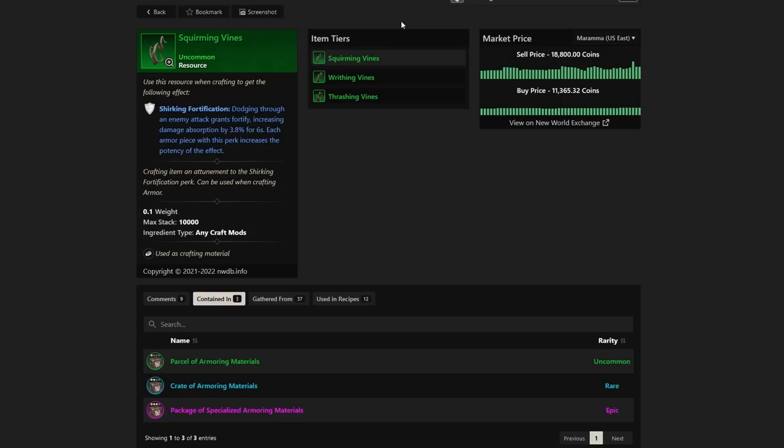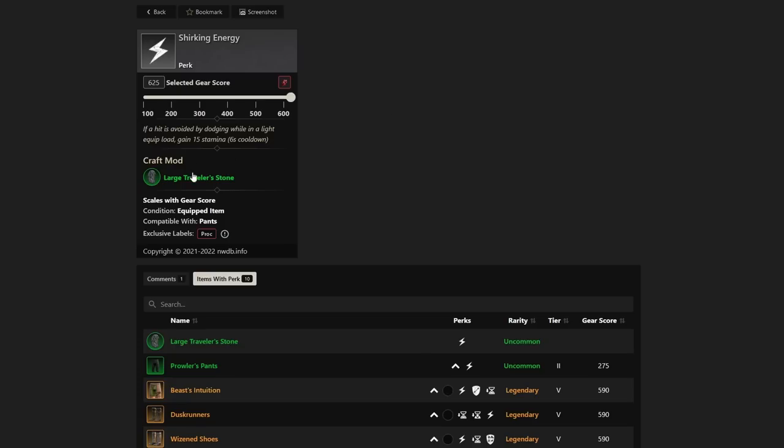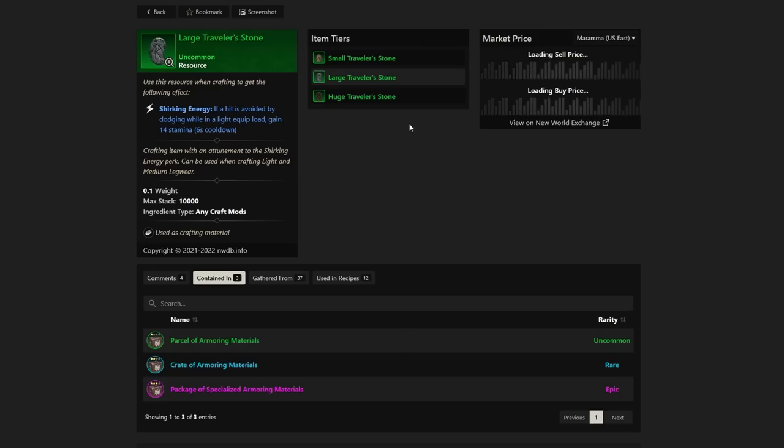Okay, so now we talked about some of them: Shirking Fort, Freedom, and Greatswords. What else is there that could be worth quite a bit? Well, you guys know what's best in slot as well. So if you have something specifically you want to look up because you think a lot of people are going for it, actually, I want to look up Shirking Energy real quick. I know they did a recent nerf to Shirking Energy, but let's take a quick look. Let's see what the value is on the Large Traveler Stone. Large Traveler Stone is not selling for much at all. Remember, this is only for light gear.